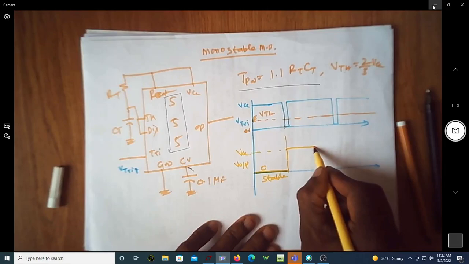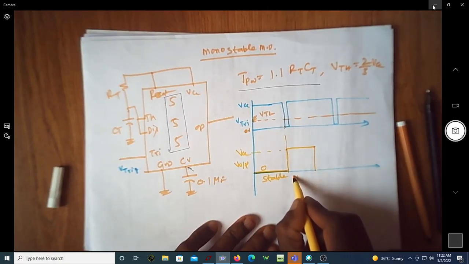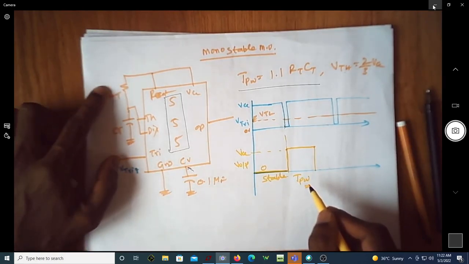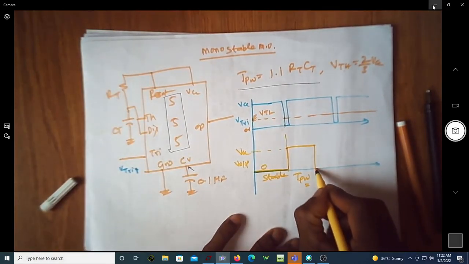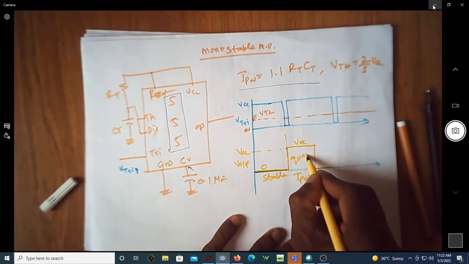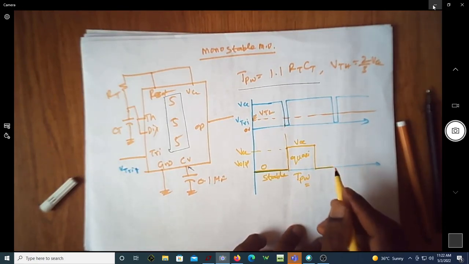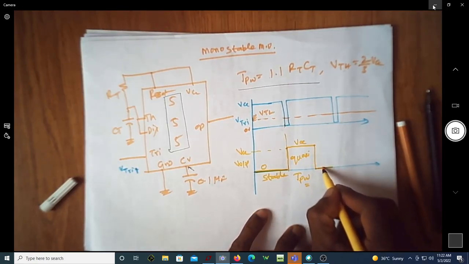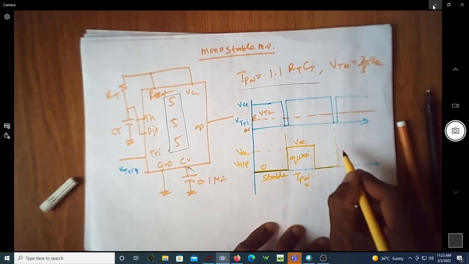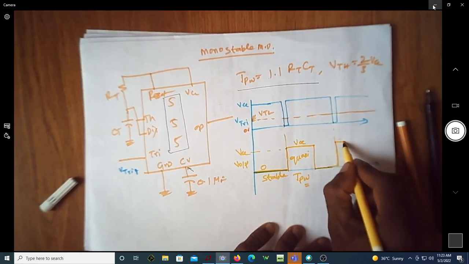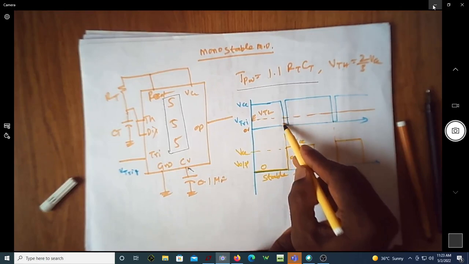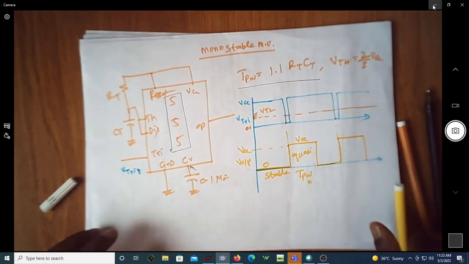It remains in this high state for a time TPW, which is decided by the values of CT and RT, and it again comes back to the stable state of 0. This is VCC, the quasi-stable state, which is a temporary state, and it will again go back to the quasi-stable state upon giving the next trigger signal. A trigger signal is one where the voltage level has to go below VTL. So this is what we expect.